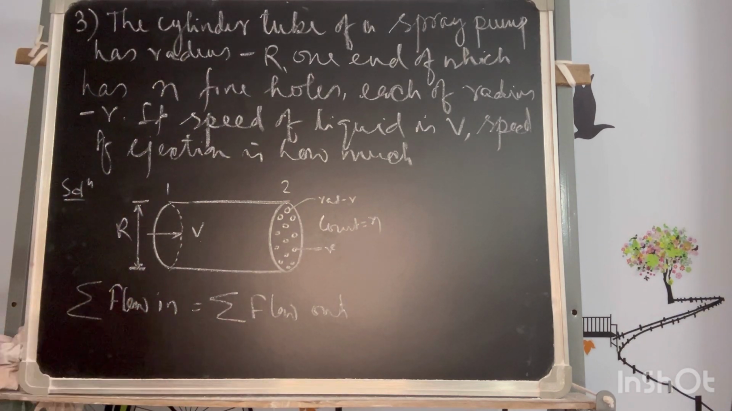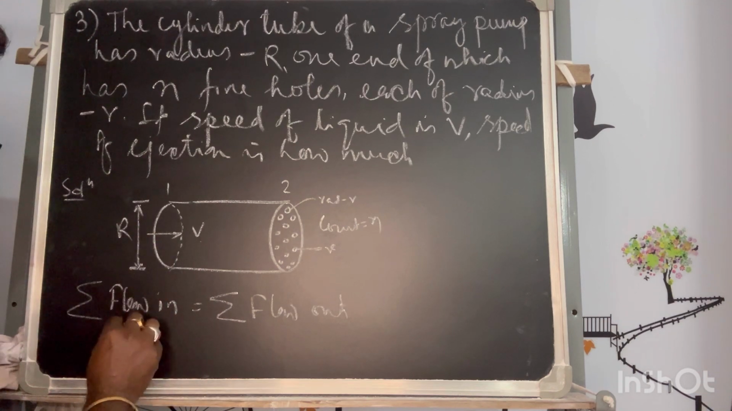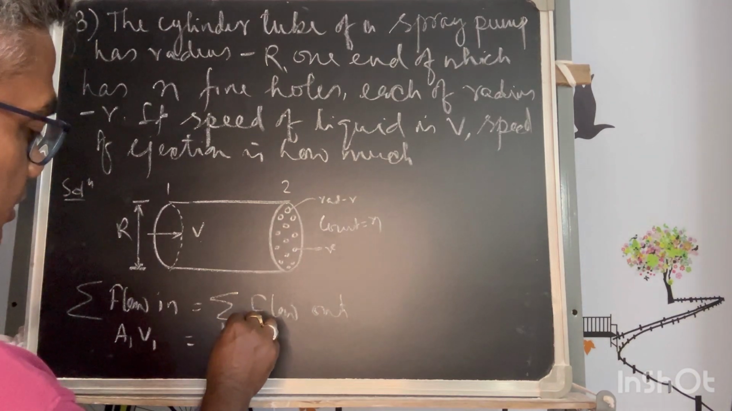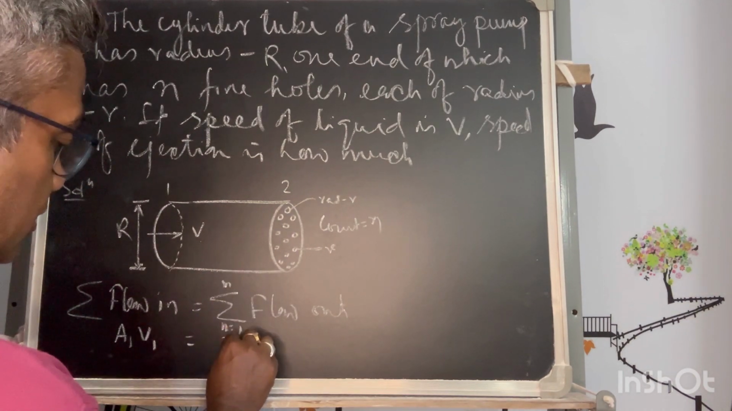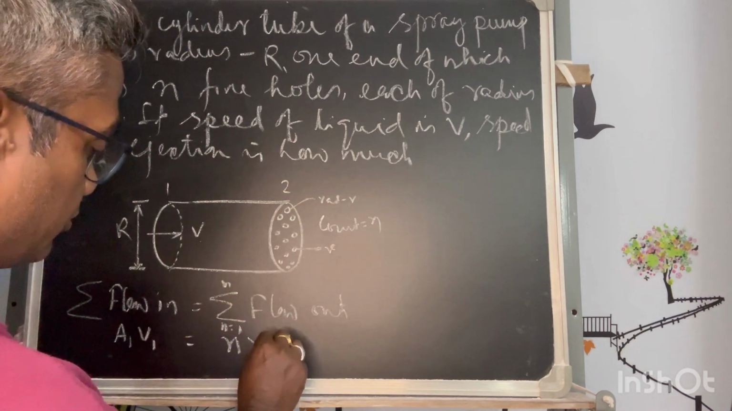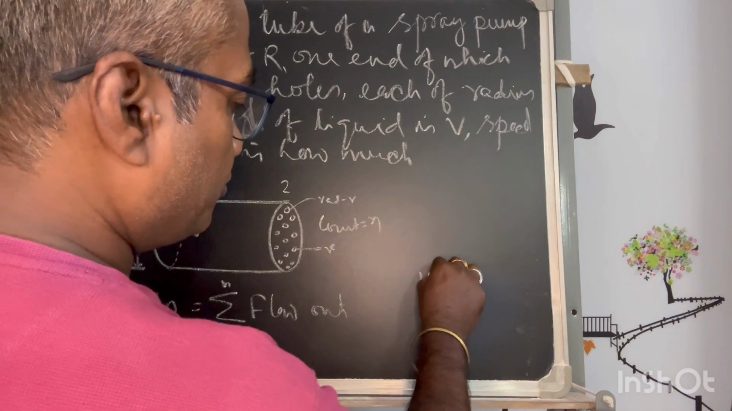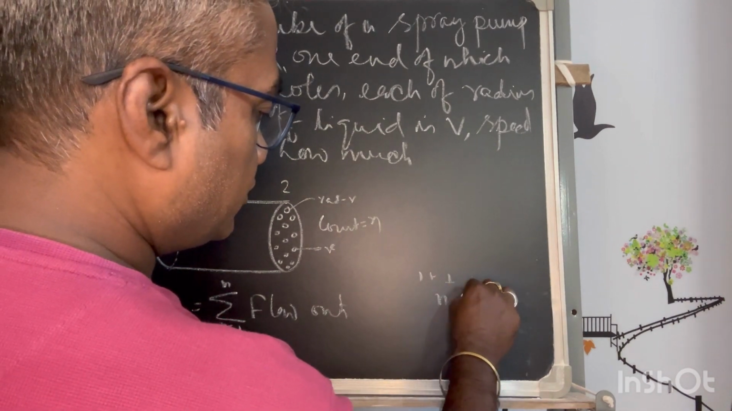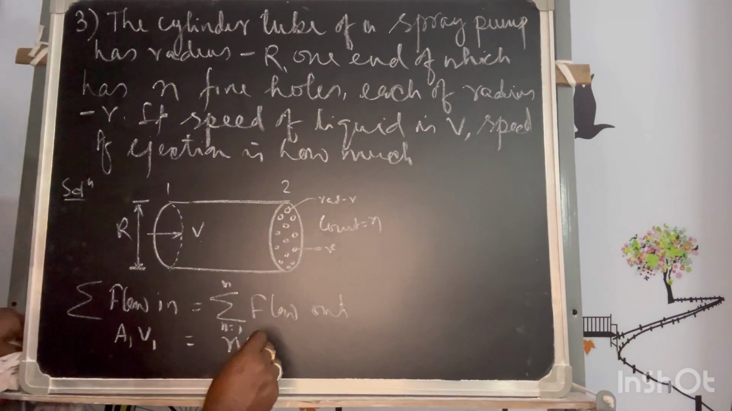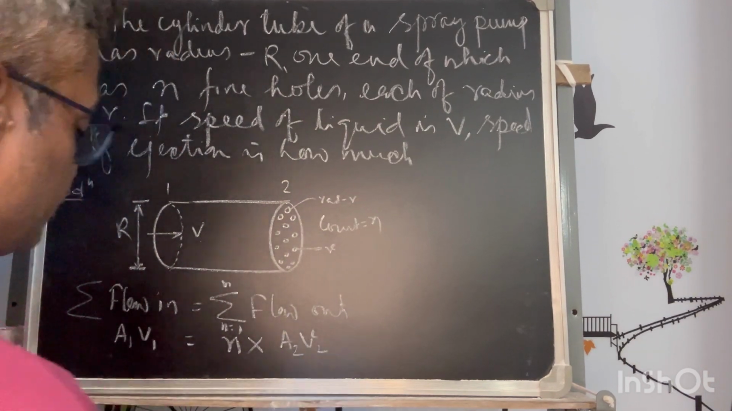This will be the basic equation. By that there will be no chance of mistake. So the basic flow in is A1 V1, and the summation runs from 1 to n. I will take n holes, but they are identical, so there is no problem multiplying by n, because if we add 1 plus 1 plus 1 and so on, it is the same as multiplying by n. So n times A2 V2. This will be the case.